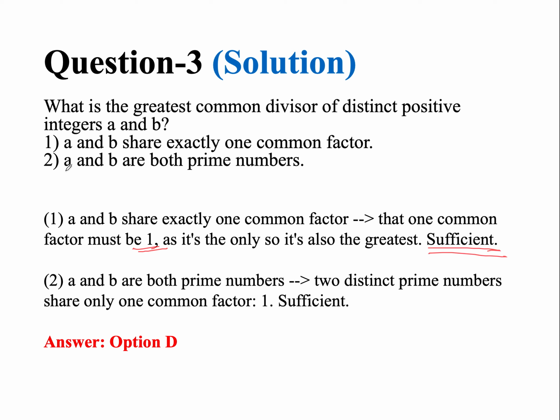Let's look at the second statement. a and b are both prime numbers. So if you consider any two prime numbers, the prime numbers are the numbers which have exactly two factors. First is 1, second the number itself. Now, between any two prime numbers, and we already know that they are distinct, the only common factor between those two prime numbers can be only 1, because there is no other common factor between any two prime numbers. So once again the second statement also becomes sufficient, and the answer becomes option D.